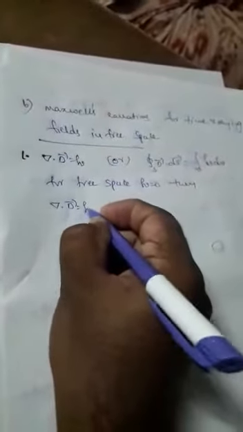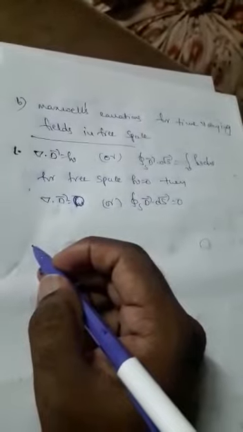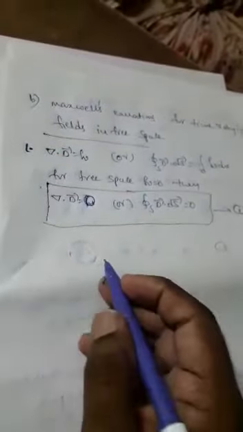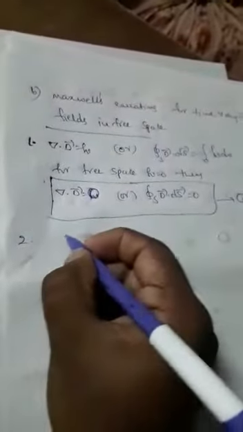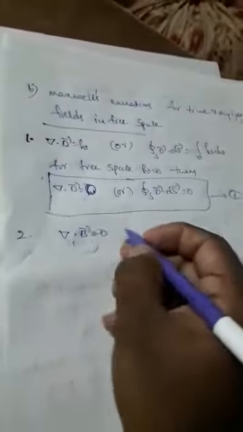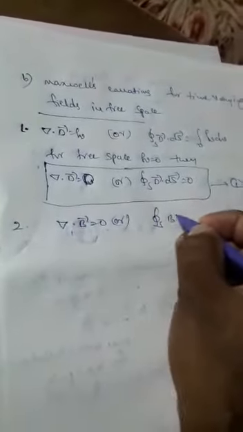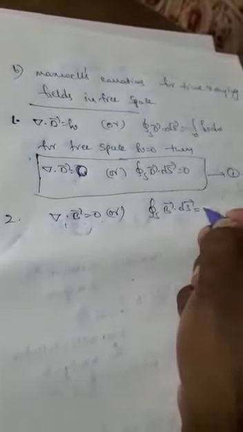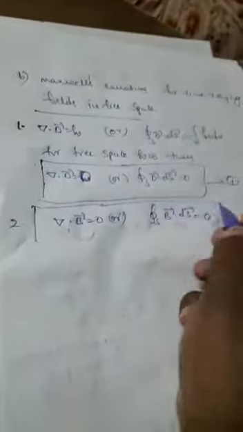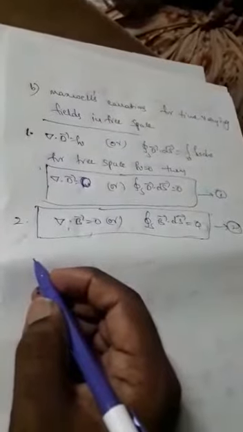Then divergence of D bar is equal to rho v, or 0 for free space. Rho v is equal to 0. Closed surface integral of D bar dot dS bar is equal to 0. So then which is the first Maxwell's equation in time varying fields for free space? Then the next one, divergence of B bar is equal to 0, or in integral form closed surface integral of B bar dot dS bar is equal to 0. Which is the second Maxwell's equation in a free space for time varying fields.